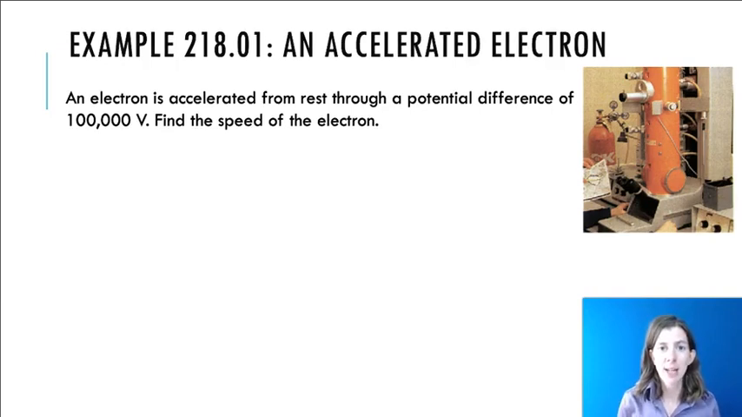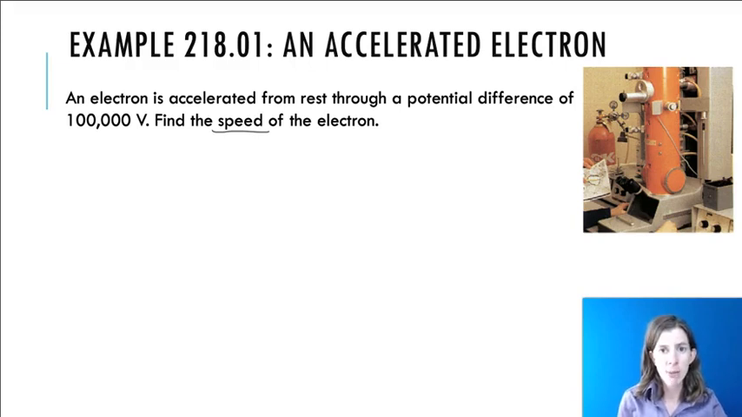An electron is accelerated from rest through a potential difference of 100,000 volts. Find the speed of the electron. And this picture here just shows a particle accelerator, and it's used in a lot of experiments, and it speeds up the electrons and mashes them into other things. Definitely look into it if you are interested. So, we're looking for the speed of the electron. We know that when an electron is moving through a potential difference, the kinetic energy and the potential energy are going to change.